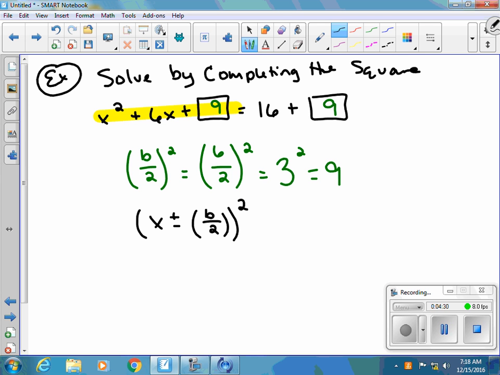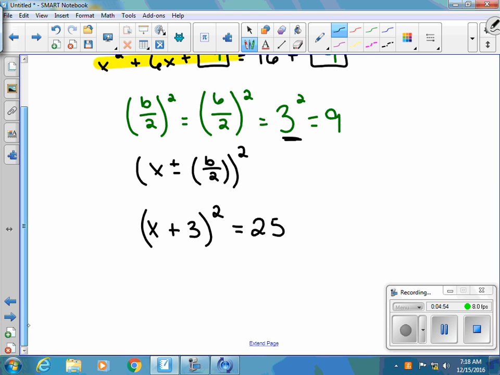So in our case, we have a plus plus. So that means we are going to have x plus some value. It's the b over 2 value, which in our case was the 3. So we got x plus 3 squared equals, and on the right side we actually just add, that's going to be 25. So now we can solve this algebraically.